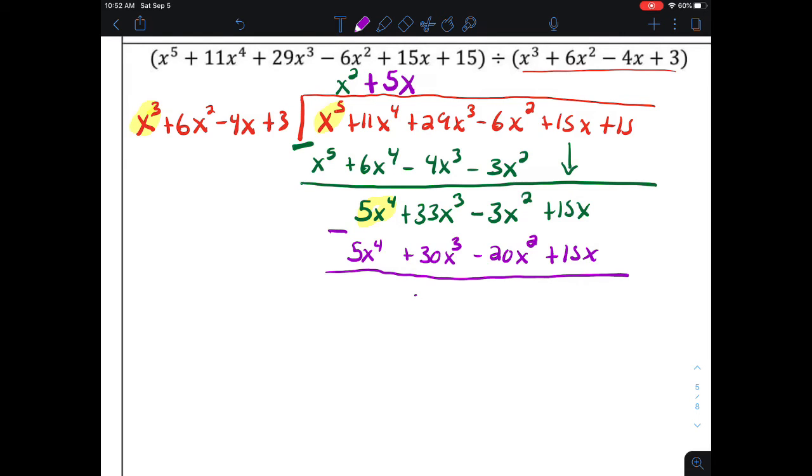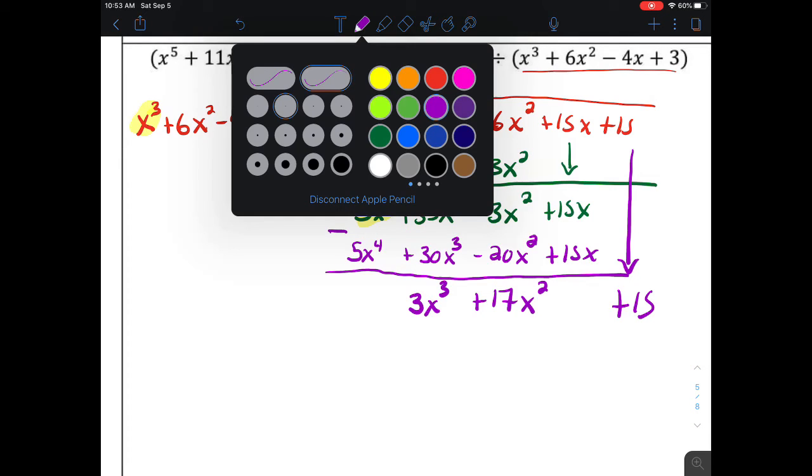I subtract. We'd have 3x to the 3rd. Negative 3 minus negative 20 makes positive 17x to the 2nd power. And then 15x minus 15x makes 0. And we're going to drop the last number down, so we'd have plus 15. All right, now we do the process another time. You keep going until the exponent of what you're left with is smaller than what you're dividing by. So I got to do this one more time.